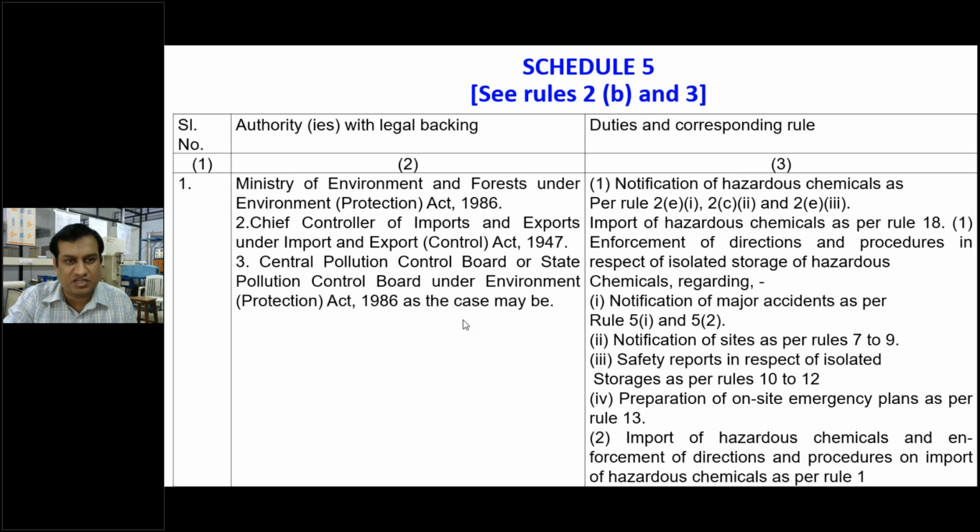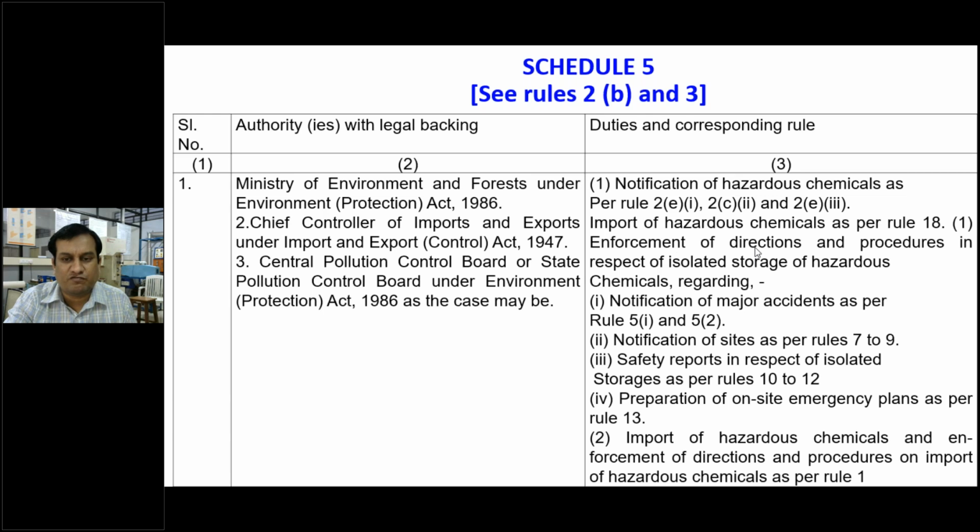These are the main authorities with legal backing, and the duties and corresponding rules of these authorities are notification of hazardous chemicals. So notification is the main duty of these authorities, and the rules are 2E1, 2C2 and 2E3. For the Import and Export Act authority, the duty is import of hazardous chemical as per rule 18.